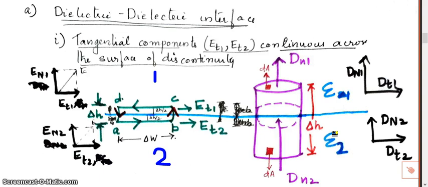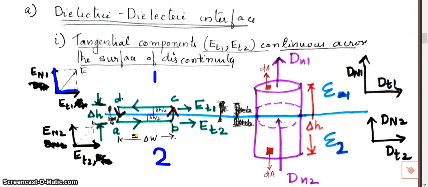And as I said earlier, every vector component can be resolved into two components, that is normal component and tangential component. So here E is a vector field, that is electric field intensity. It has two components, the tangential component ET1 and the normal component EN1. Tangential component means a component which is parallel to the surface, and perpendicular or normal component is a component which is perpendicular to the surface. Similarly, here you can see E is resolved into two components, ET2 and EN2.